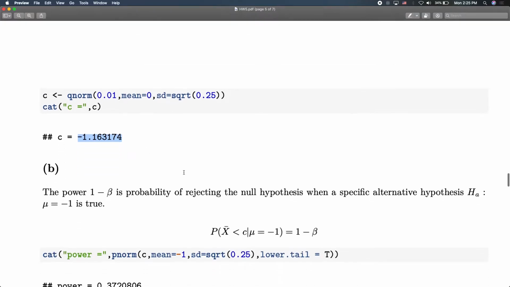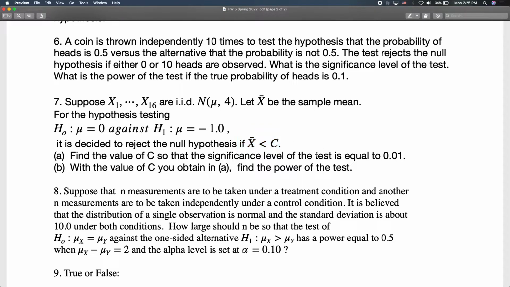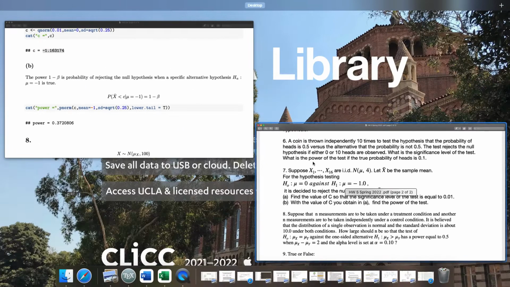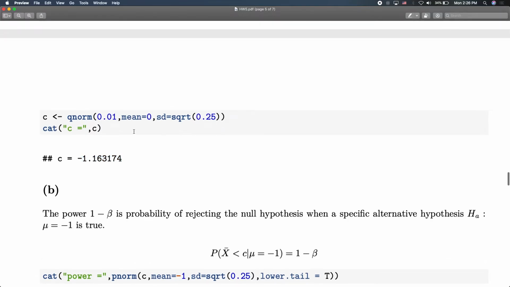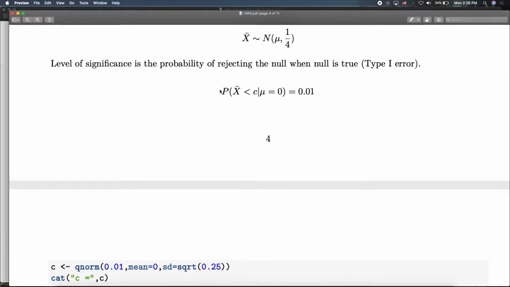So now we have the value for c. And that is part A. Just find the quantile that satisfies the definition for the level of significance.